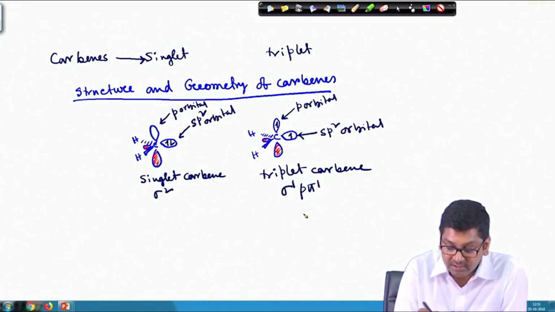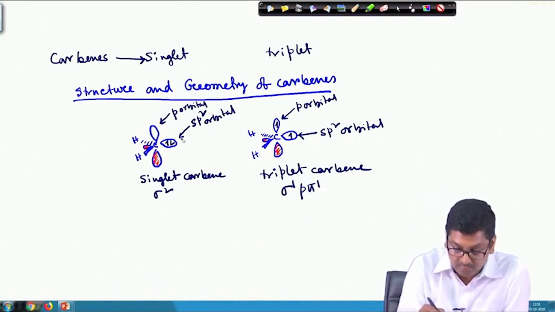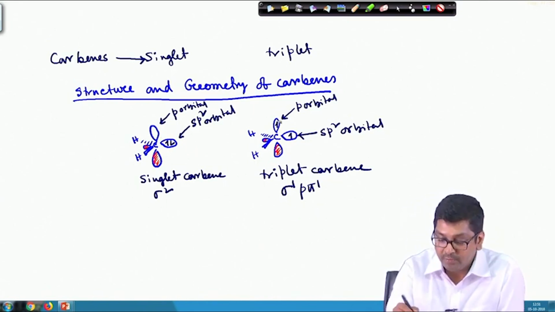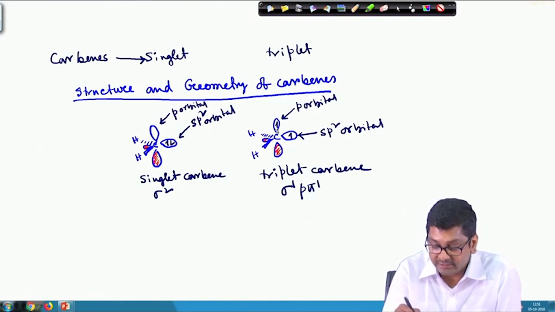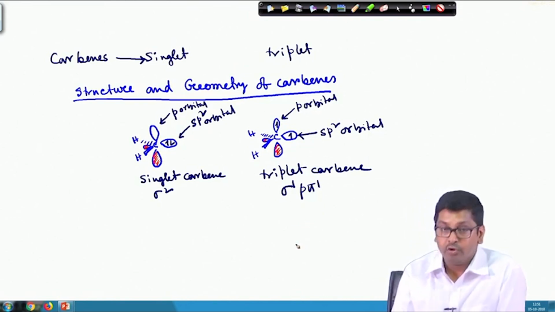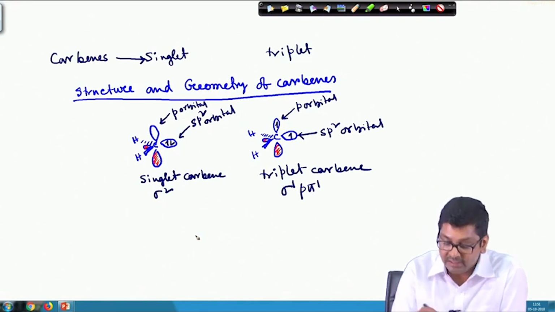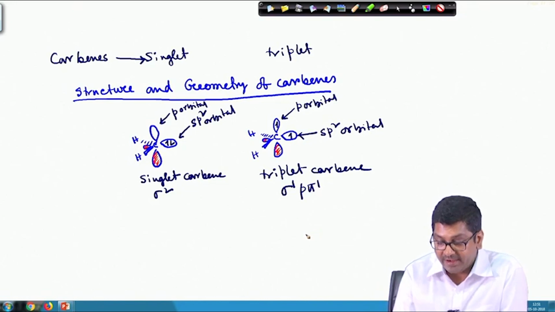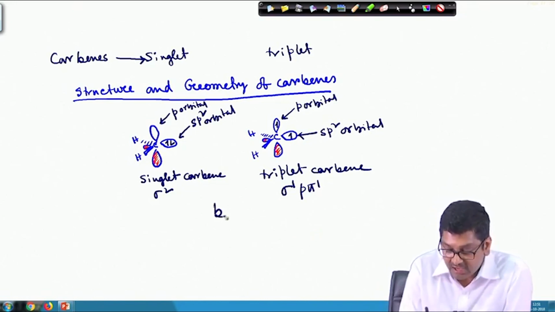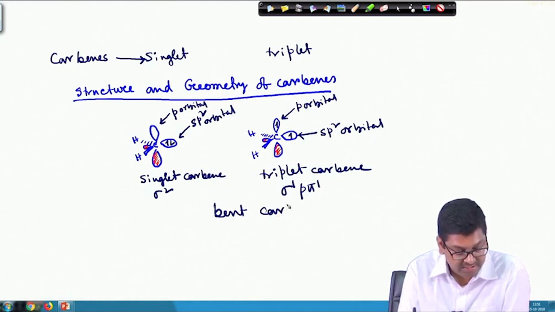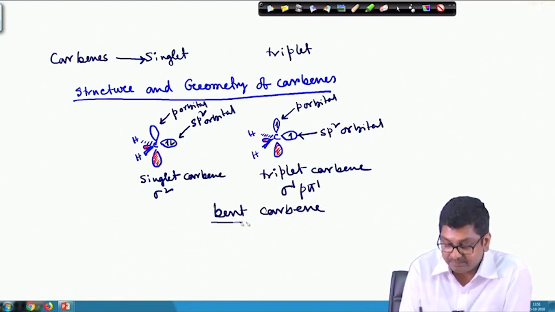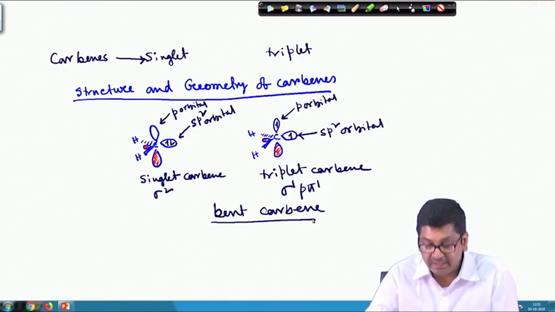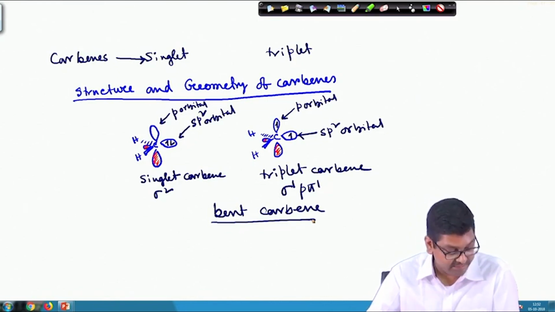So, in case of singlet, both of them have been paired up, and in case of triplet, both are unpaired electrons in two different orbitals. If you calculate the multiplicity, as per that their names come as singlet and triplet. And it has been found their structures are bent. So, they are in general bent carbenes. Theoretically or experimentally it has been proved that they are bent in nature.